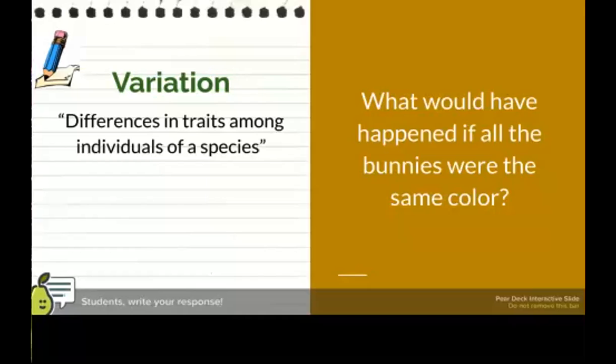I found it amusing when your bunnies took over the world, right? So if it's a favorable trait, we're going to be able to survive. If it's an unfavorable trait, they're all going to die out. So having that variety, differences in traits, will ensure at least a couple of the next generation actually survive.